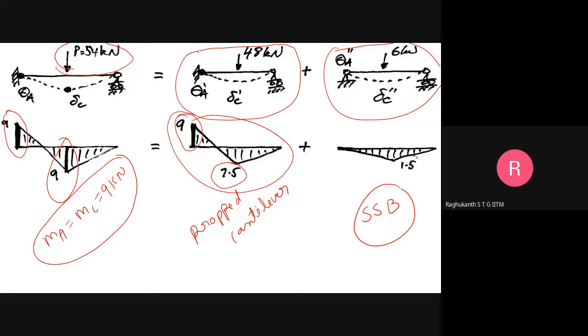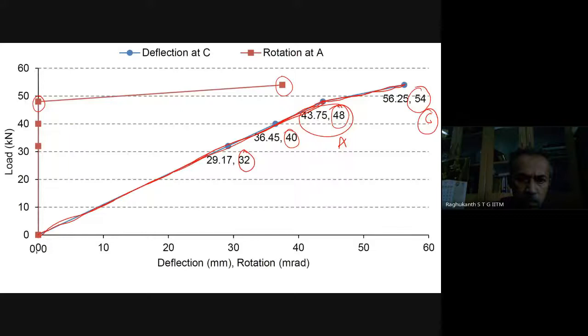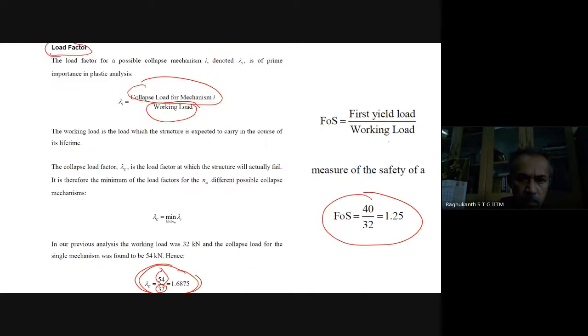So when it is a statically indeterminate structure, what you are essentially doing is linear elastic analysis only, but the mechanism changes. Here it was a propped cantilever up to some load. Once a hinge has formed at some point, it becomes something else, a simply supported beam for the remaining load, and then you can calculate the load factor from the expressions. Collapse load divided by working load gives the load factor, 1.6875, which we obtained for the previous problem.